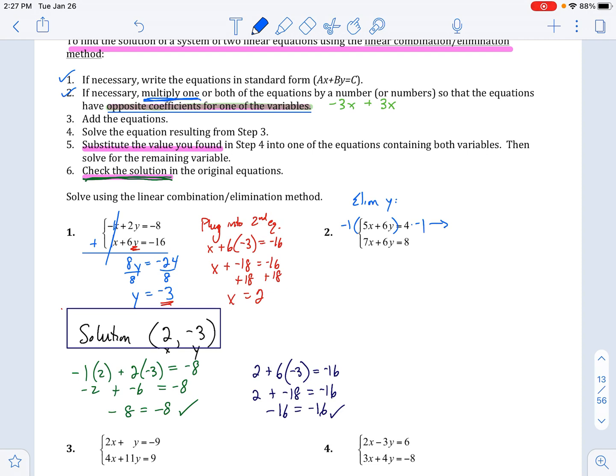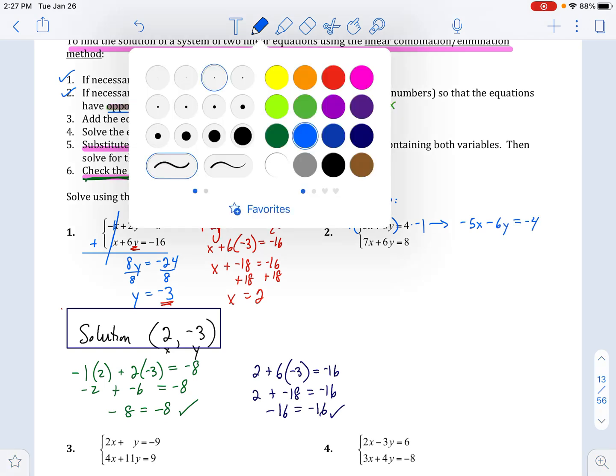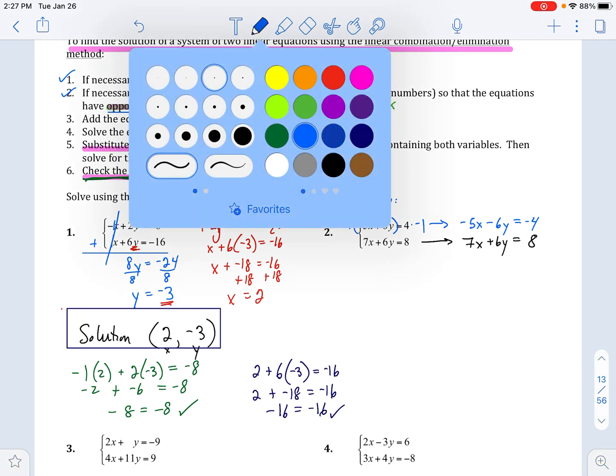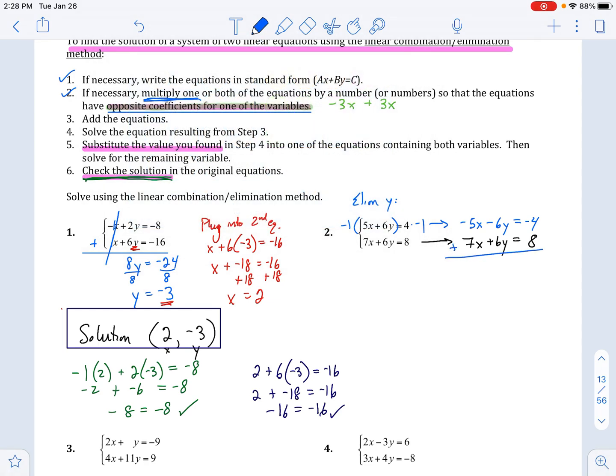As I do this, I'm going to be left with negative 5x minus 6y equals negative 4. I'm going to keep the bottom equation as is. I didn't need to make any alterations to this because that's where my positive 6y was. What I'm going to do here is add these equations going down. And I'm left with 2x. The y's cancel out. Like I said, I want to eliminate the y's. And that's equal to 4. Divide by 2. And 4 divided by 2 is 2.